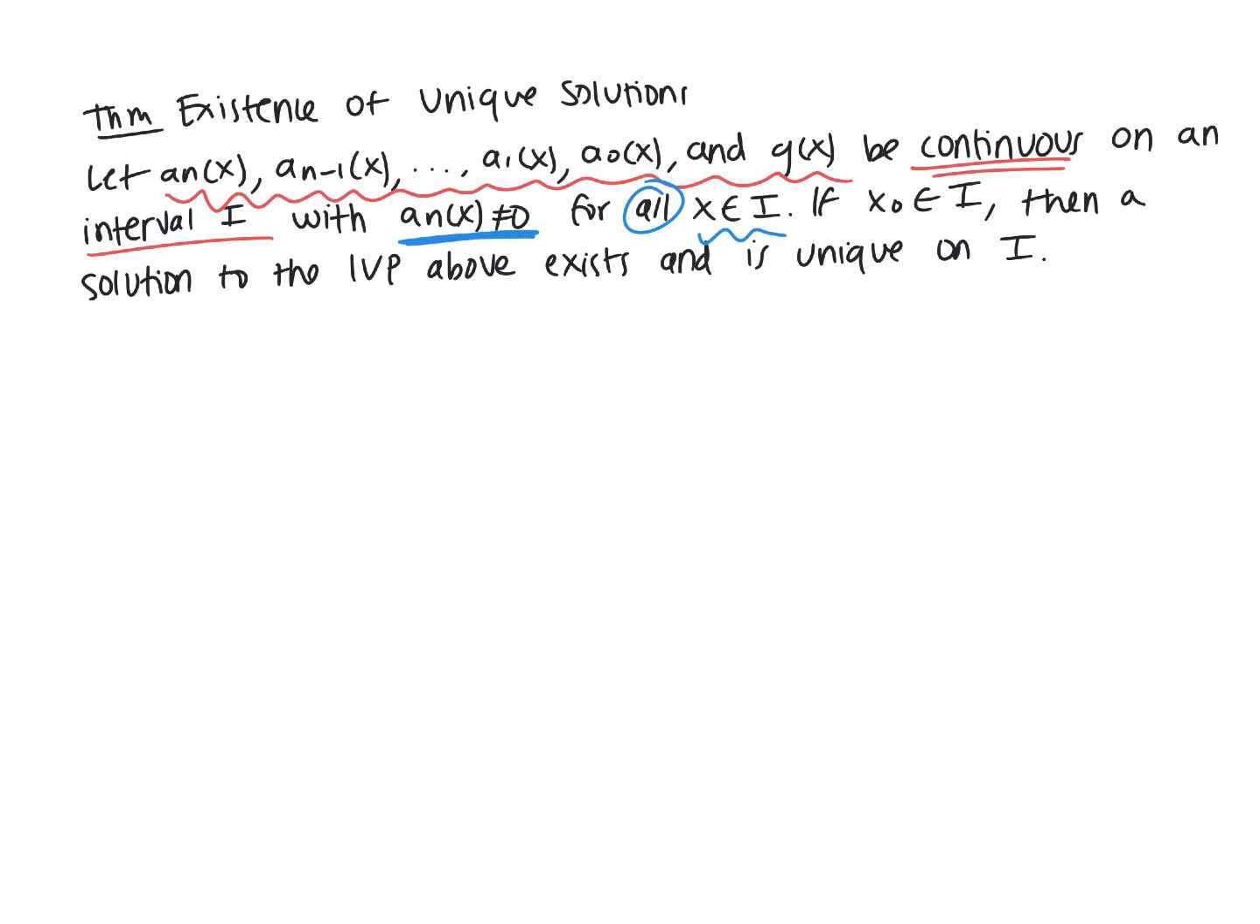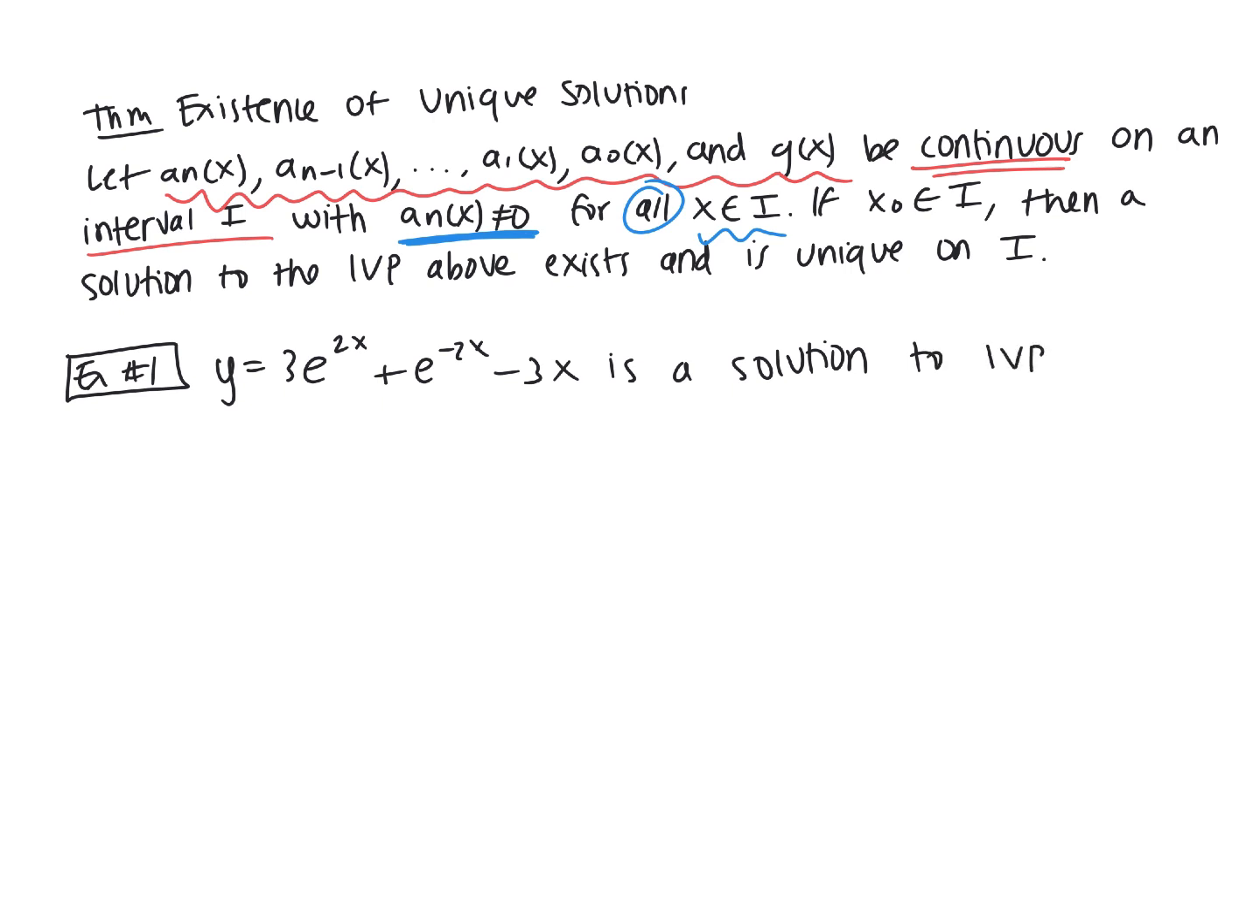Okay, so we're going to see two examples using this theorem. Here's the first one. y equals 3e^{2x} plus e^{-2x} minus 3x is a solution to the following initial value problem. y'' minus 4y is equal to 12x, with y(0) equal to 4, and y'(0) equal to 1.